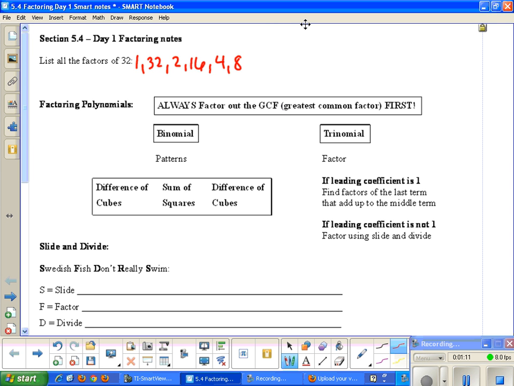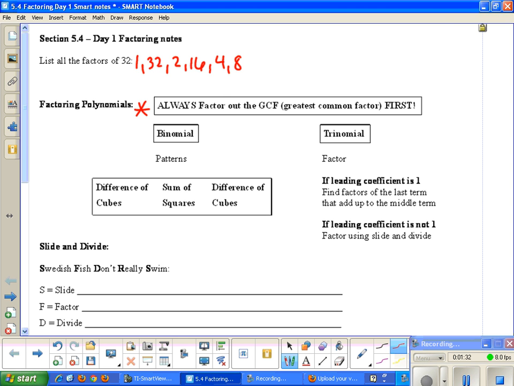Now, that's just factoring numbers. Now we're going to talk about factoring polynomials. When you're factoring polynomial equations, it's a little bit different than just looking at the factors. You have a couple of different things you have to do. The number one thing is to make sure that you always factor out a greatest common factor first. This step is very important. That should always be step number one.